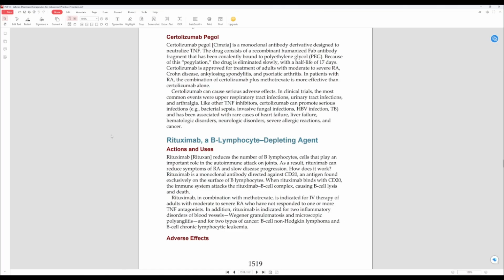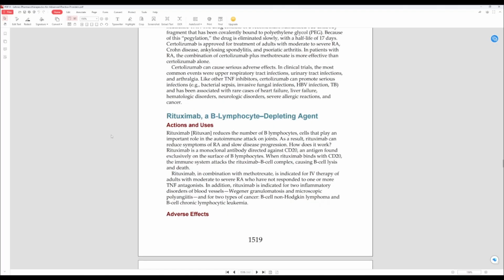Rituximab, a B lymphocyte depleting agent. So how does it work? Rituxan, or rituximab, reduces the number of B lymphocytes, cells that play an important role in the autoimmune attack on joints. So as a result, rituximab can reduce symptoms of RA and slow disease progression.